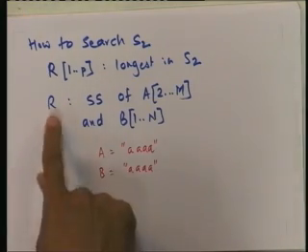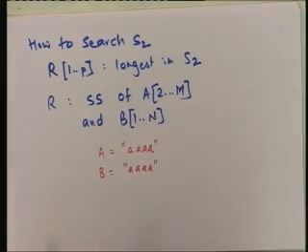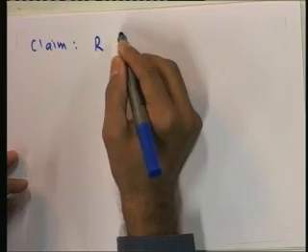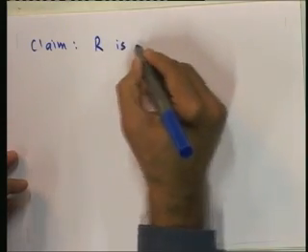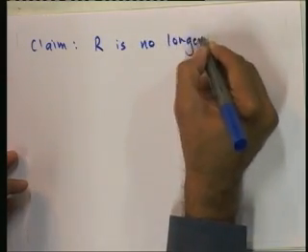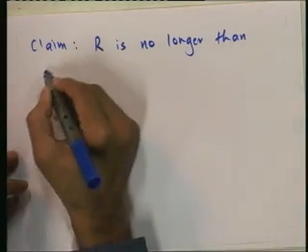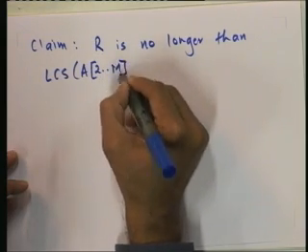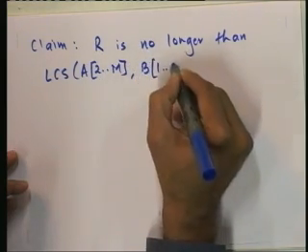Okay, so R is not the longest common subsequence of both of these. However, something equally useful is true. Okay, so let me write that down. So what is true is the following. I claim that R as defined here is no longer than LCS of A 1 through M and B 1 through N.